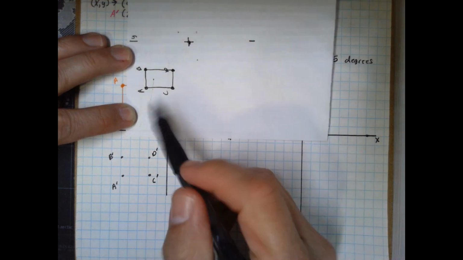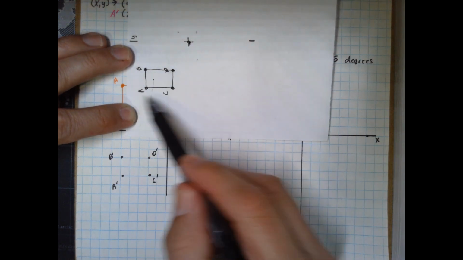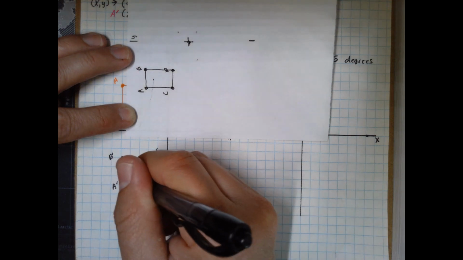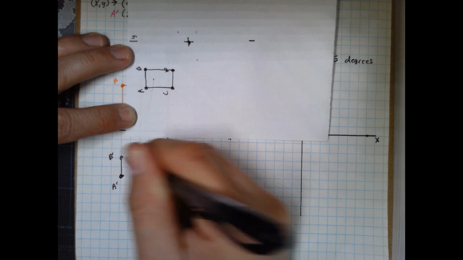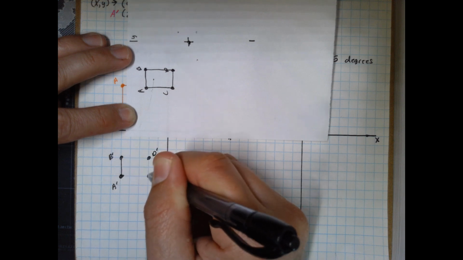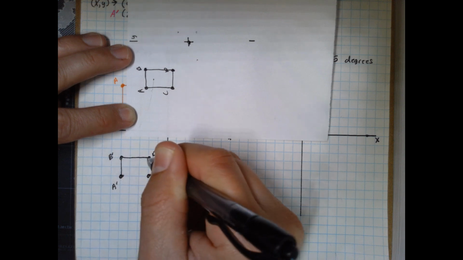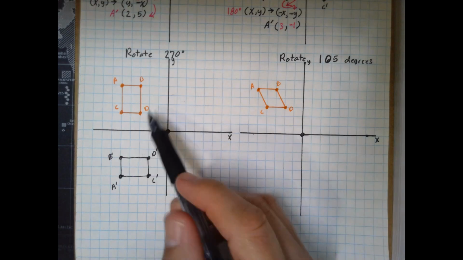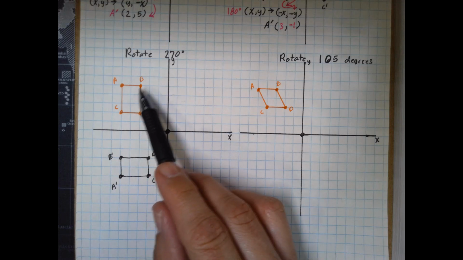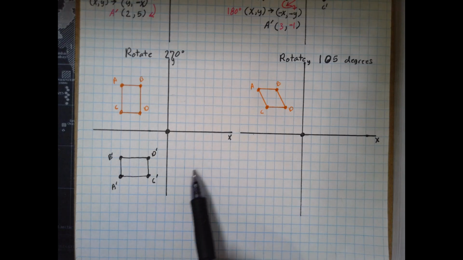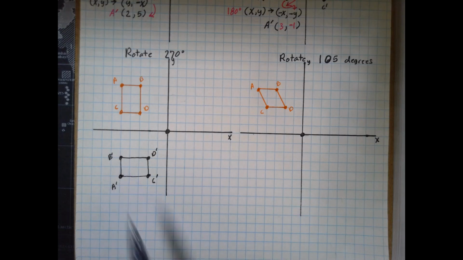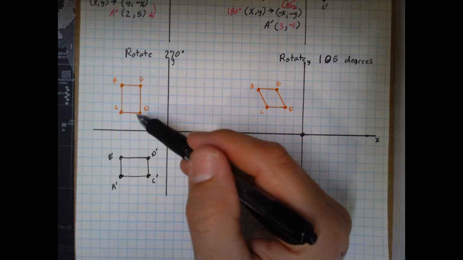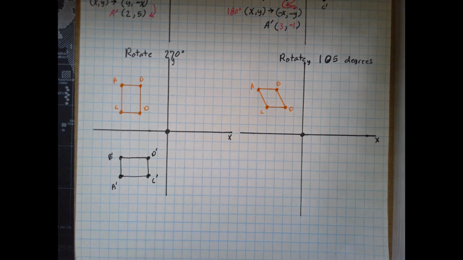And notice that I hold my picture, right? I keep my picture kind of in the same orientation so I can make sure I put the letters in the right place. And let's go ahead and connect these points. So my image, when it rotated 270 degrees, it moved over 90 degrees, 180 degrees, and then 270 degrees. And notice if I rotated it one more time, it'd be back on top of it, right? And it would just look like the original shape.